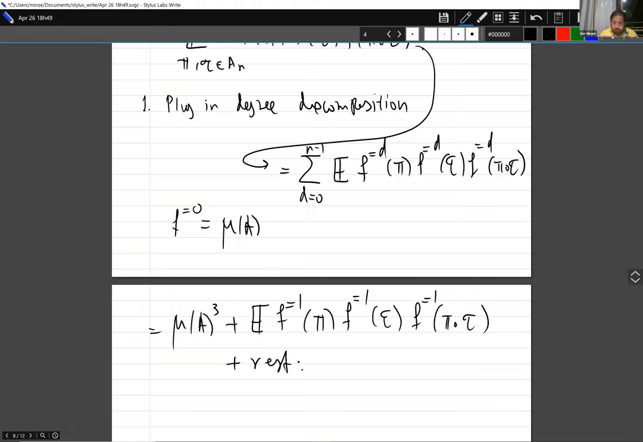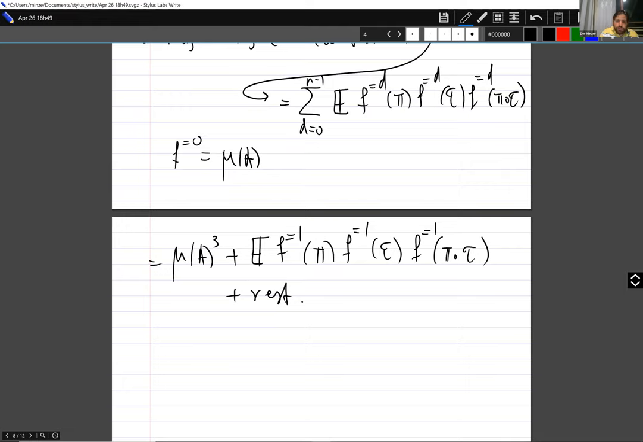So far, we didn't say anything special. Now, what turns out to be the case, and this is the main point of Gowers' argument, is that you can use basic representation theory to argue that unless A was very large, the magnitude of the rest is small when compared to the expectation to the third of A. So this is essentially Gowers' argument.